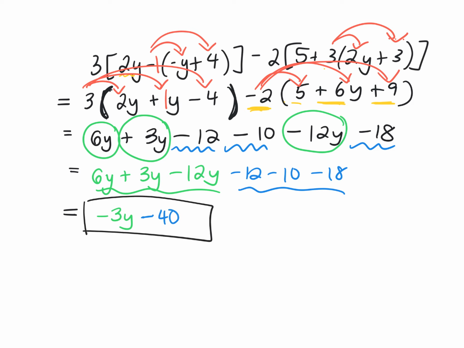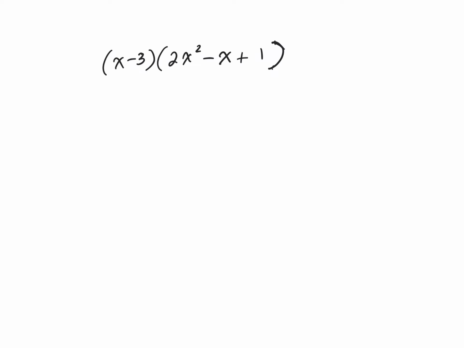And I know I can't simplify it anymore because I have one variable term and I have one constant term, and I can't add those together.